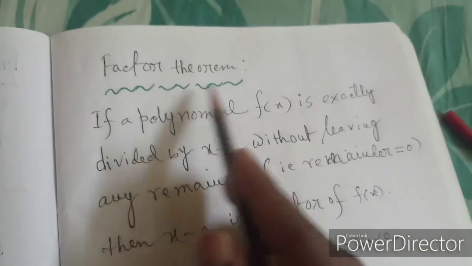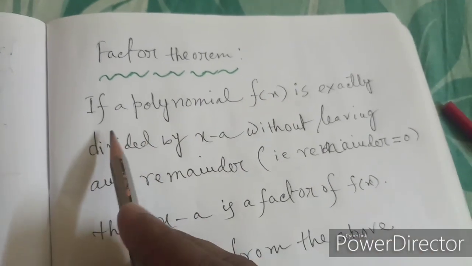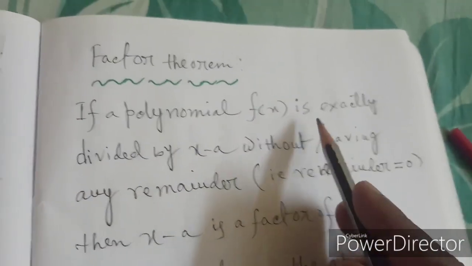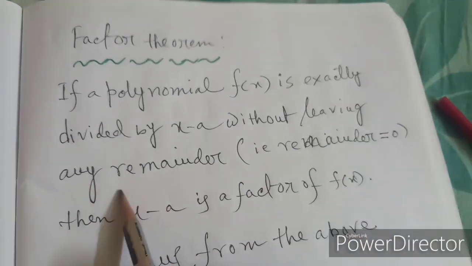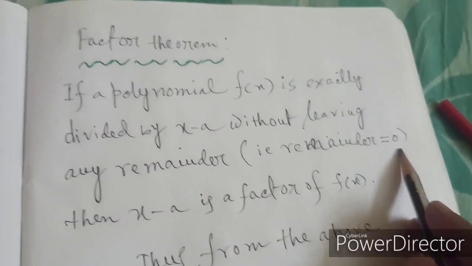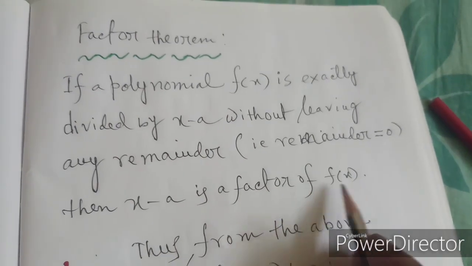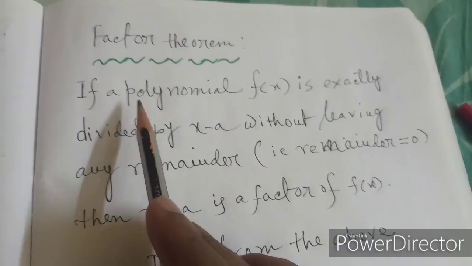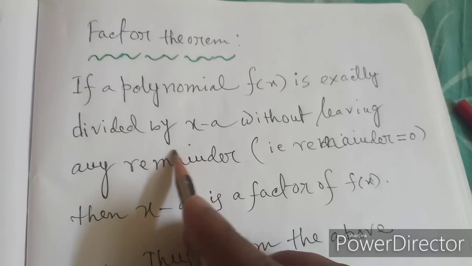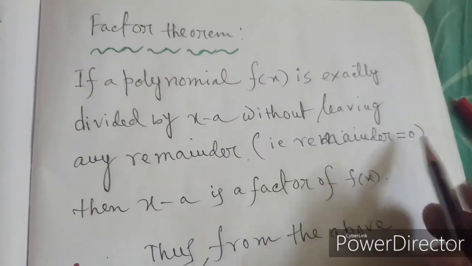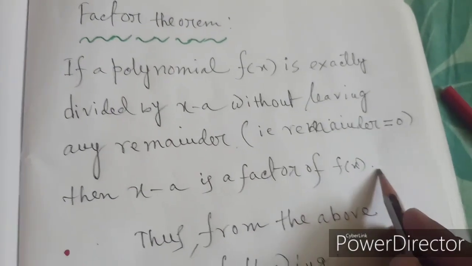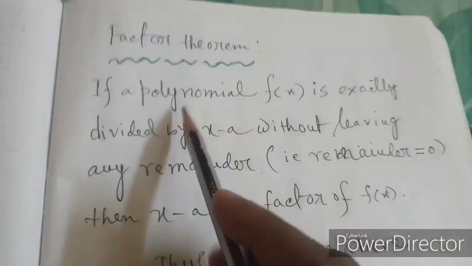Now, factor theorem. The theorem states that if a polynomial f(x) is exactly divided by x minus a without leaving any remainder, that is remainder equal to 0, then x minus a is a factor of f(x). And I repeat that: if a polynomial f(x) is exactly divided by x minus a without leaving any remainder, that is remainder equal to 0, then x minus a is a factor of f(x). It is a statement of factor theorem.